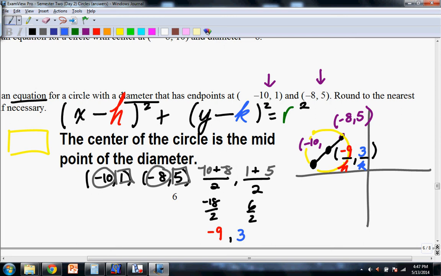Then the only other thing we need is the radius length, which would be from here to here. And to get the length, we're going to use the distance equation. Length is distance. So we're going to find the distance between this center, which is -9 and 3, and either endpoint. It doesn't matter. We're going to use -8 and 5. We're going to make a distance template. Looks like so.